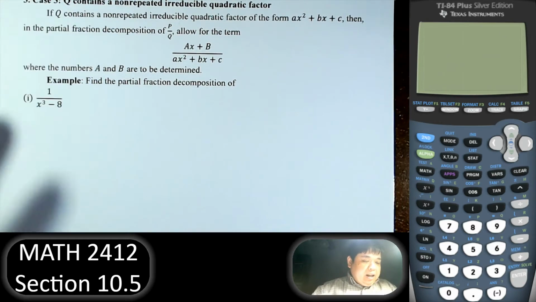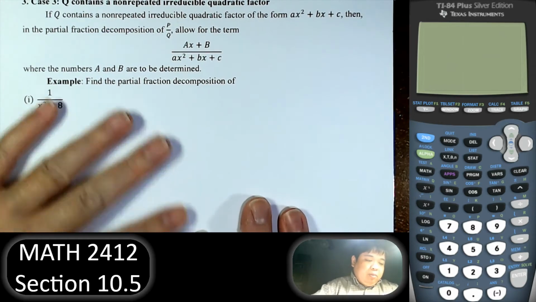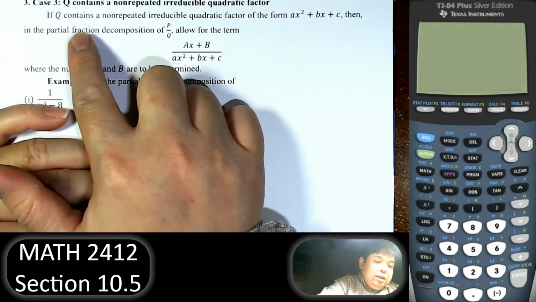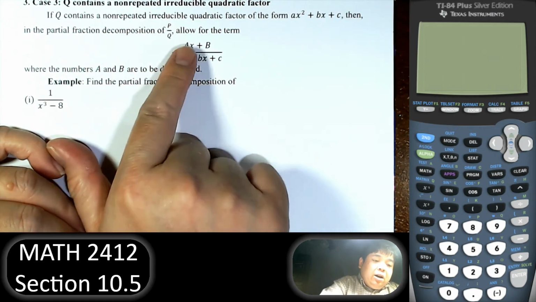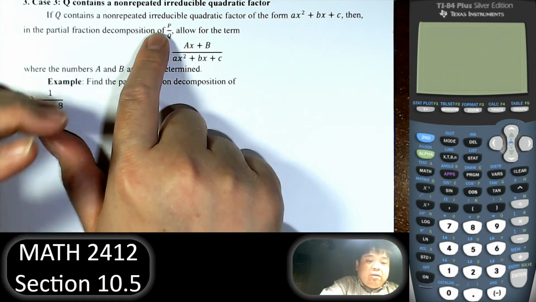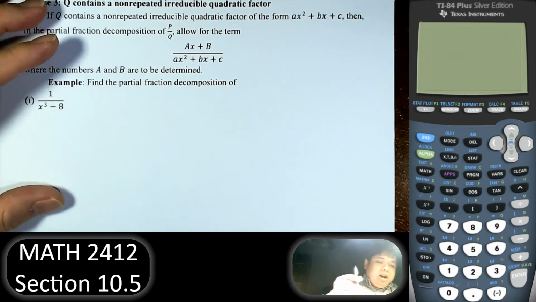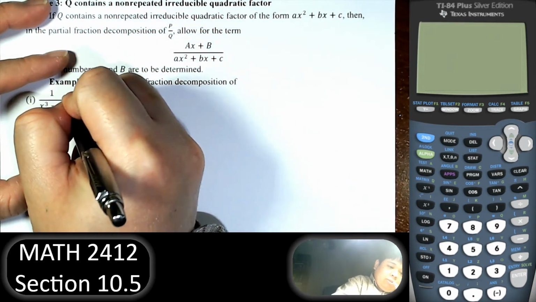Right, next, case number 3, where one of them could contain a linear or quadratic factor. What happens if we have a quadratic factor? Then it's fine, we will just break it down into quadratic factors.